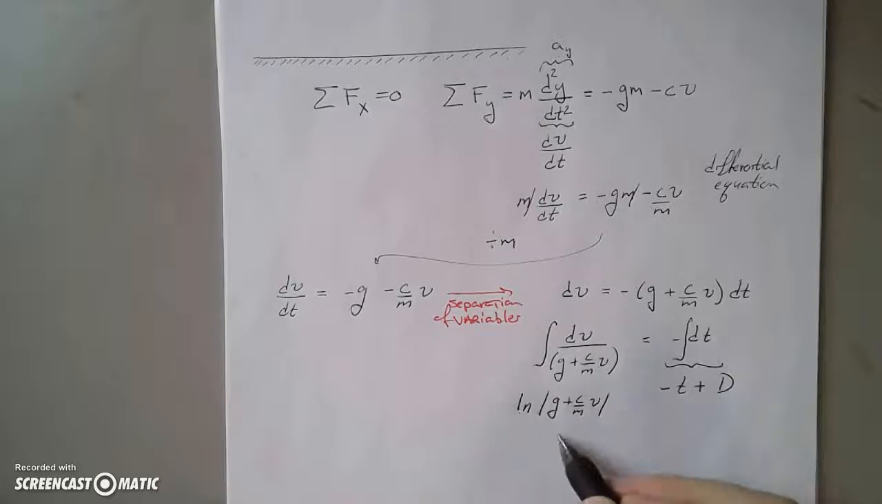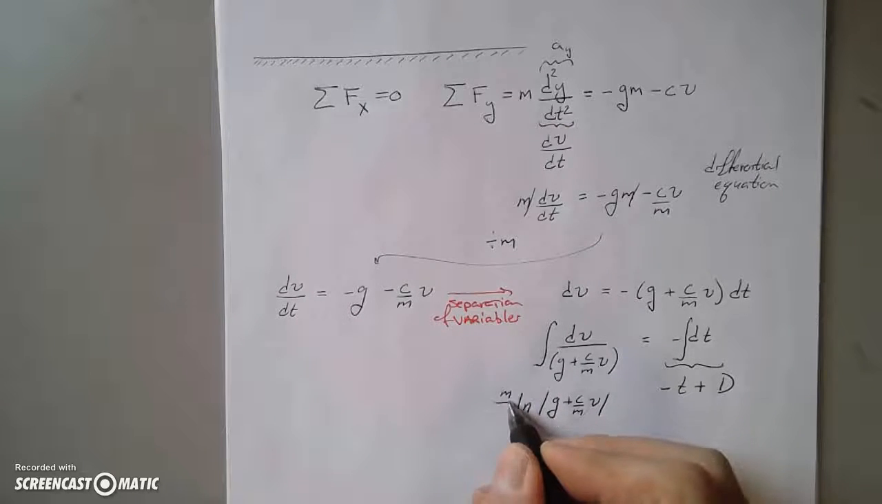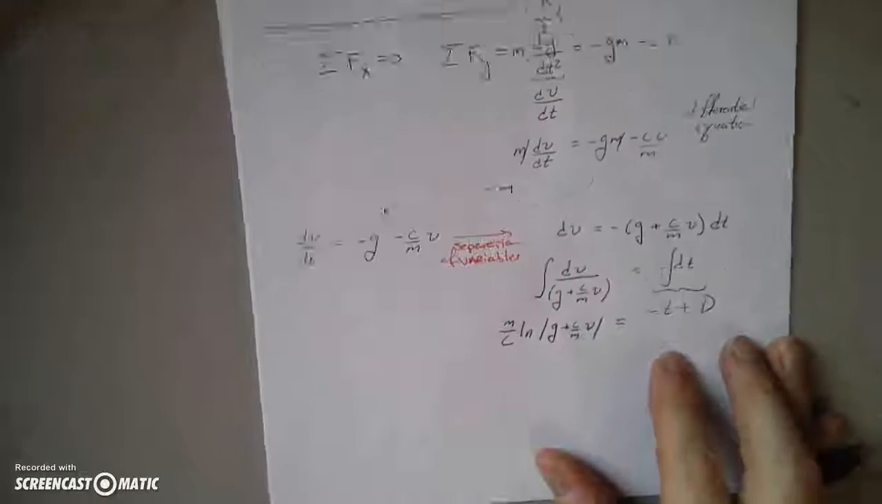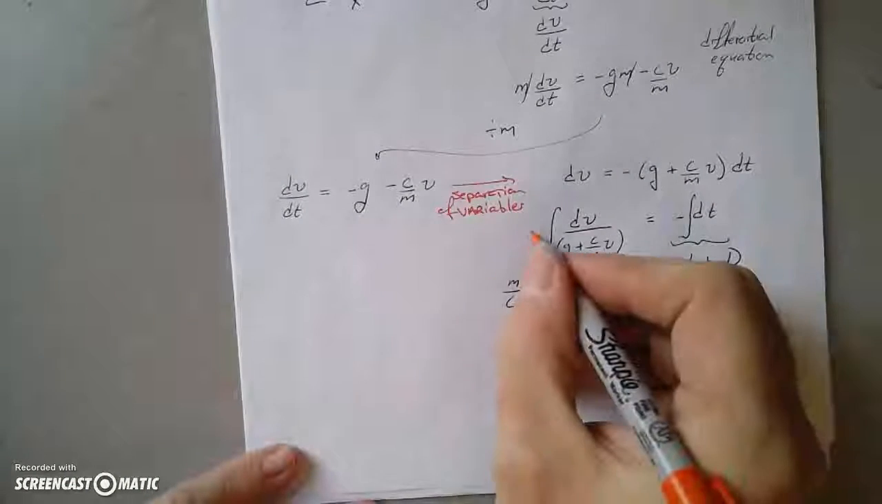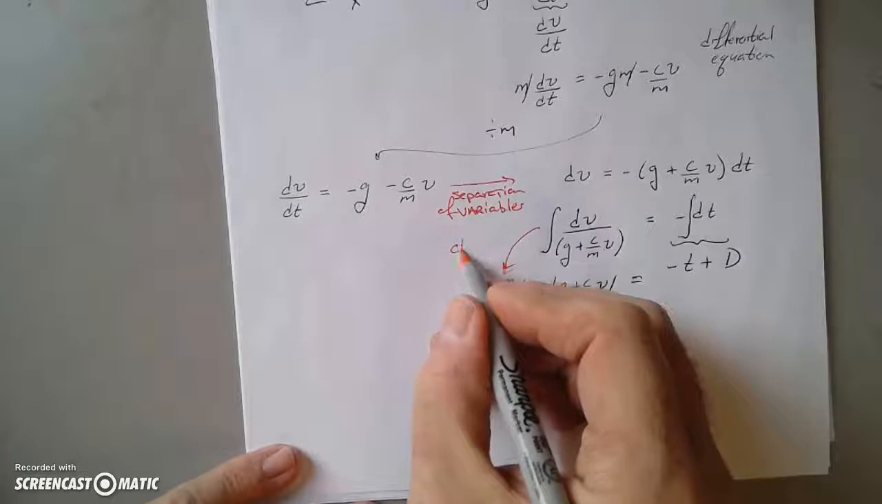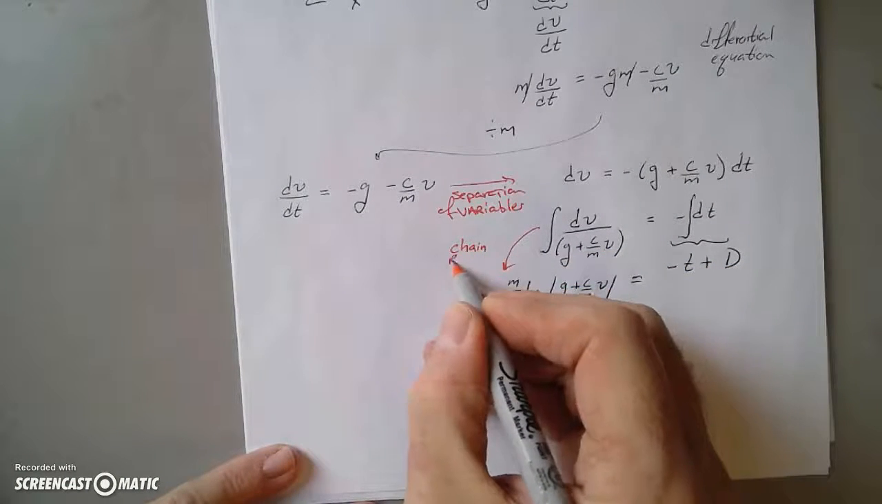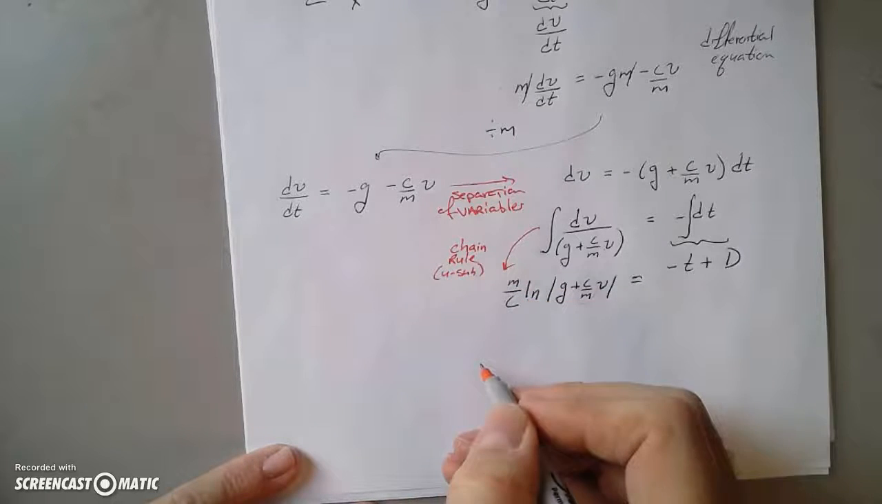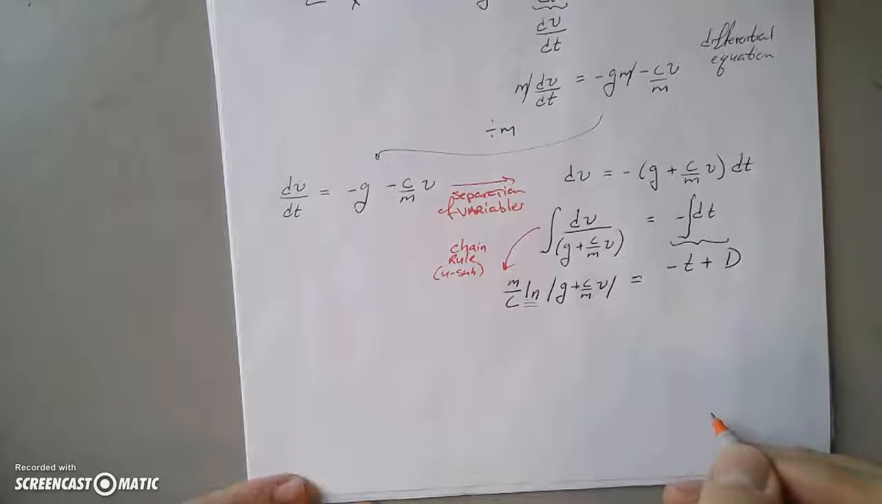But this isn't all that it is. If you were to check this, the chain rule would spit out the c over m. So I need an m over c in front. So right here, what happened is there's a little bit of chain rule. Or if you want, you could do this with u sub. All right. There's that logarithm coming up.